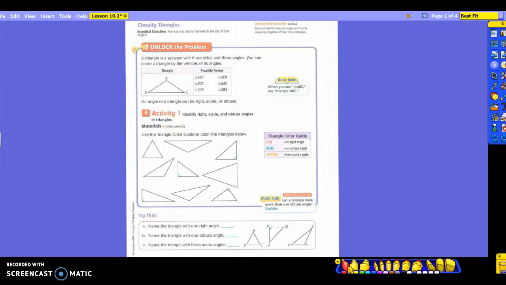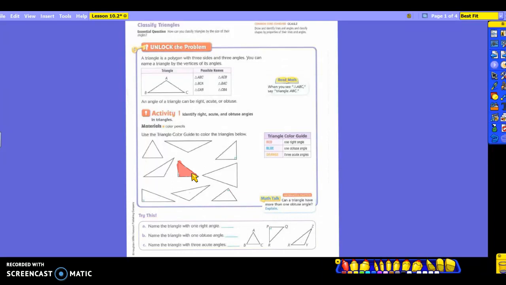So can somebody tell me where one is? The very middle one, he says. Now, how did you know that was a right triangle? It has that little square there in the corner, doesn't it? So you're going to quickly color it in red. Doesn't need to be perfect, just so that I know that it is red.